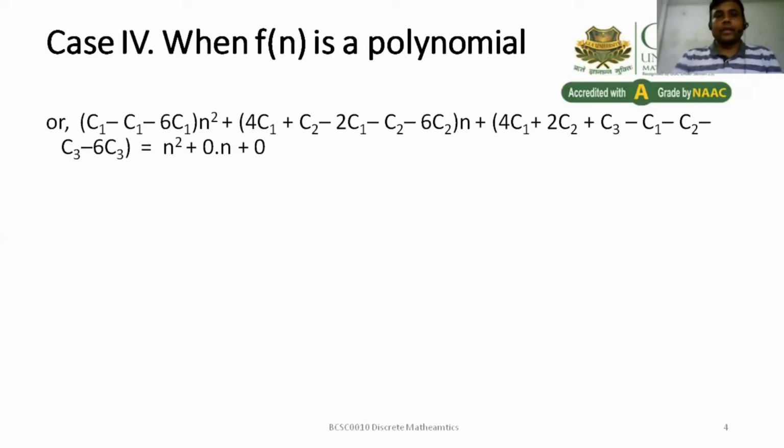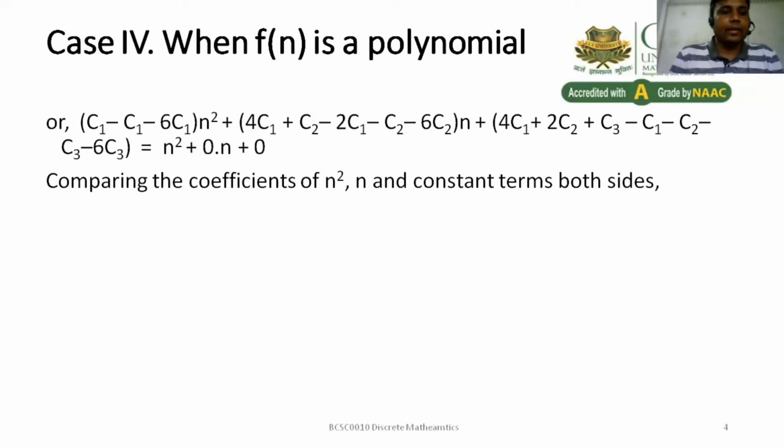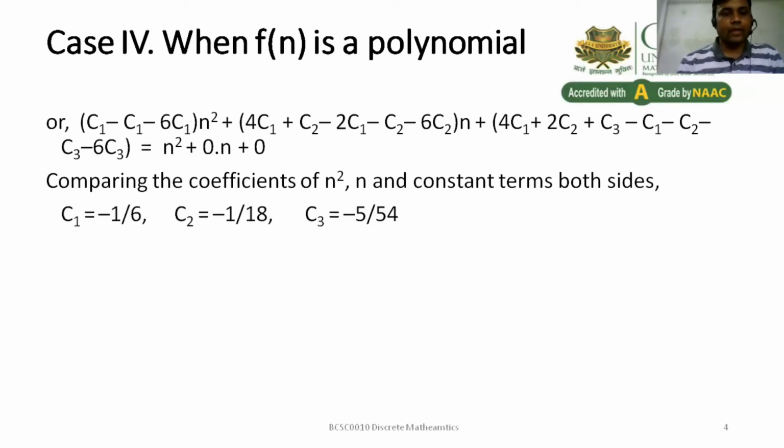Okay, now the next thing is we have to compare the coefficients of n^2, n and constant term from both sides. So here we are comparing the coefficients of n^2, n and constant term from both sides. You will get the values of c1, c2 and c3, because we will obtain three equations and we are having three unknowns, and that is c1, c2 and c3. So the value of c1 will be minus 1/6, the value of c2 will be minus 1/18, and the value of c3 will be minus 5/54.